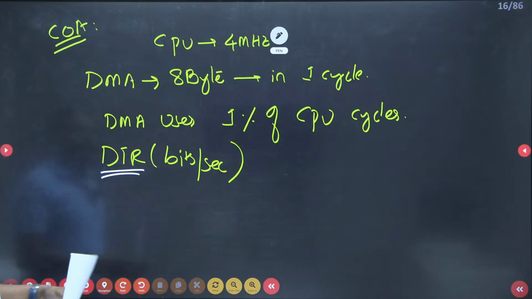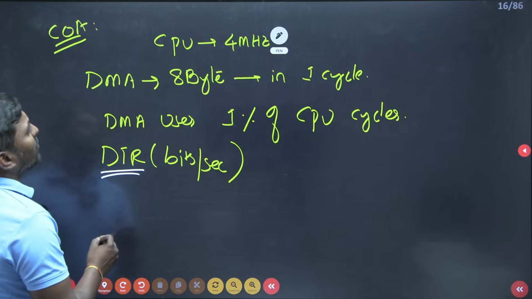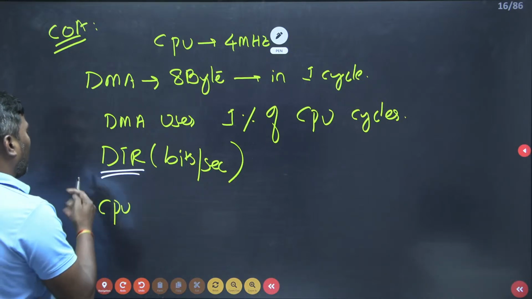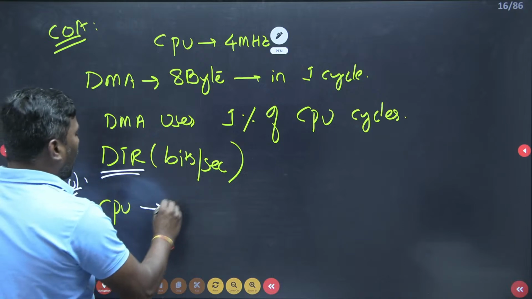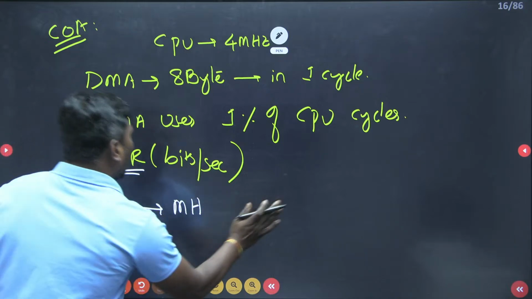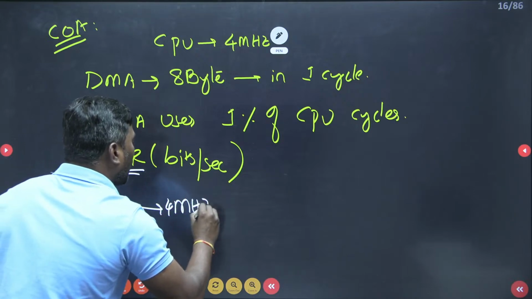Yes, how to solve DTR. What you have to understand here is how many cycles the CPU is generating. So the CPU is operating at 4 megahertz, right? You can see the solution, all of you, easy.